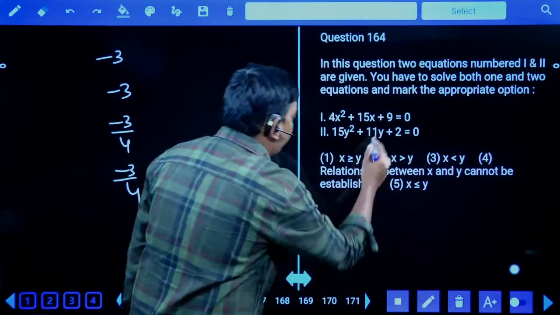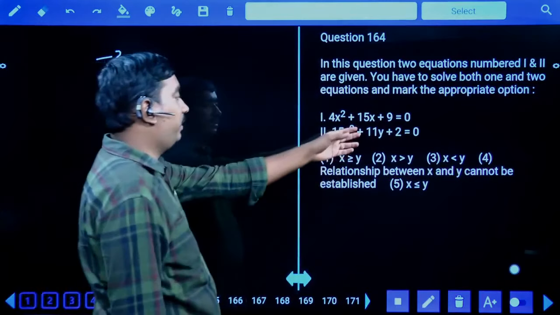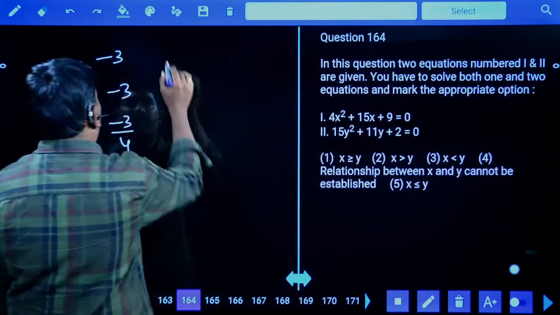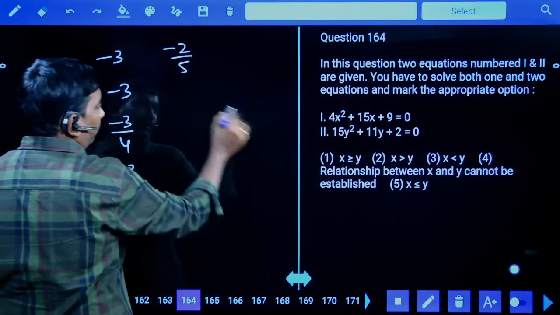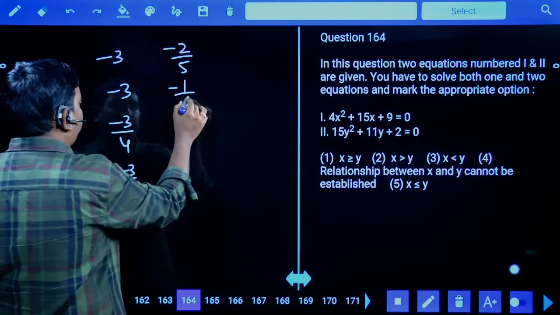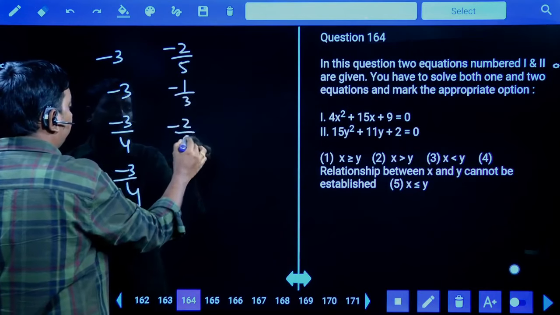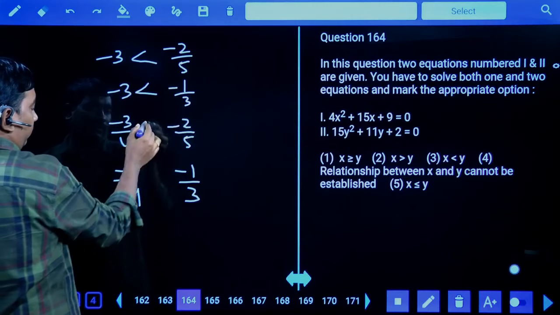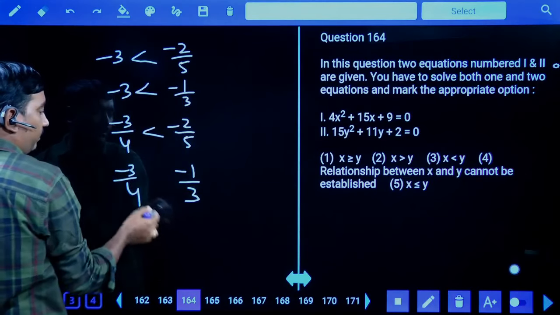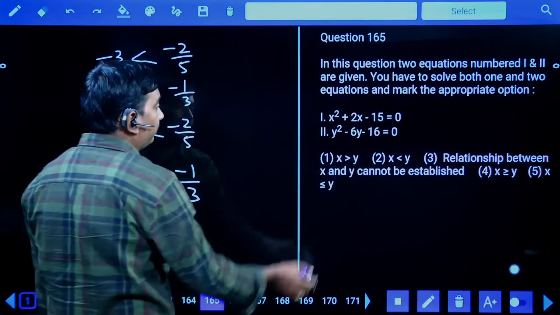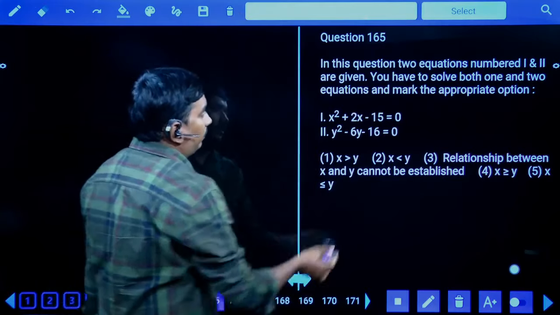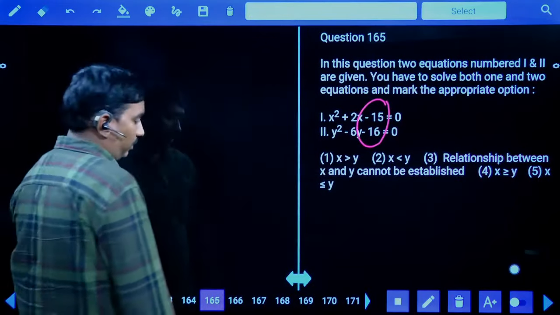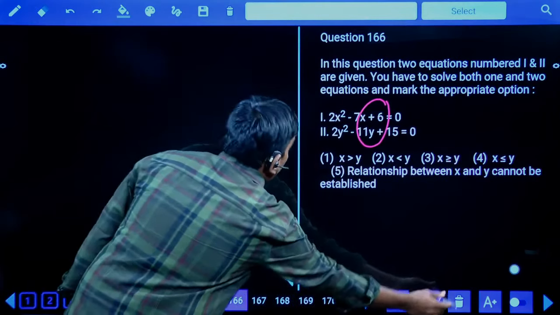15 2s are 30, 6 5s are 30. Plus 6, plus 5 is 11. Finally minus 6, minus 5. Minus 6 by 15 means minus 2 by 5. Minus 5 by 15 means minus 1/3. Product of roots is negative, so the answer is no relation.